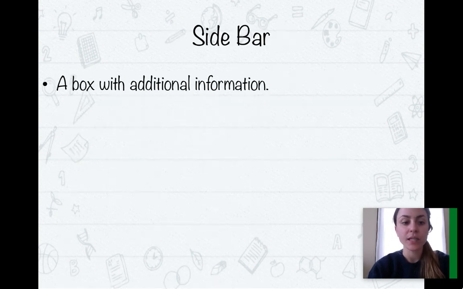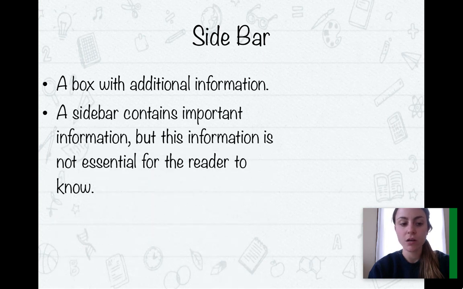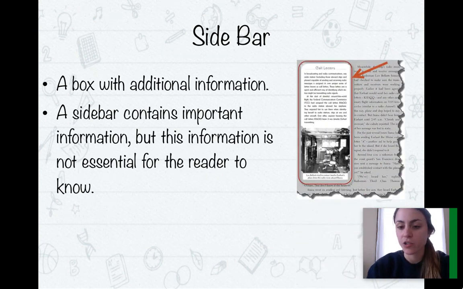Sidebar is a box with additional information, and a sidebar contains important information, but the information is not essential for the reader to know. It just provides us with a little bit of extra in relation to the topic, but it is not essential. So the main body of the text would be what is in gray, and then what is in white here would be an example of a sidebar. Not essential, but it kind of adds to our understanding.